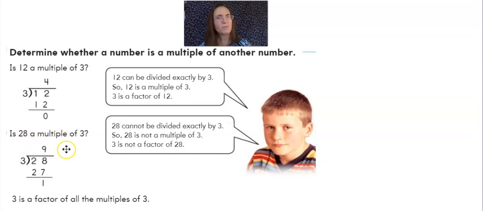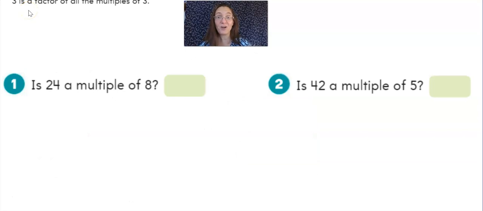Is 28 a multiple of 3? Well, if I did 28 divided by 3, the closest I could get is 3 times 9, which is 27, and it has a remainder. If it has a remainder, then that number is not a multiple of the smaller factor. So let's give this a try.